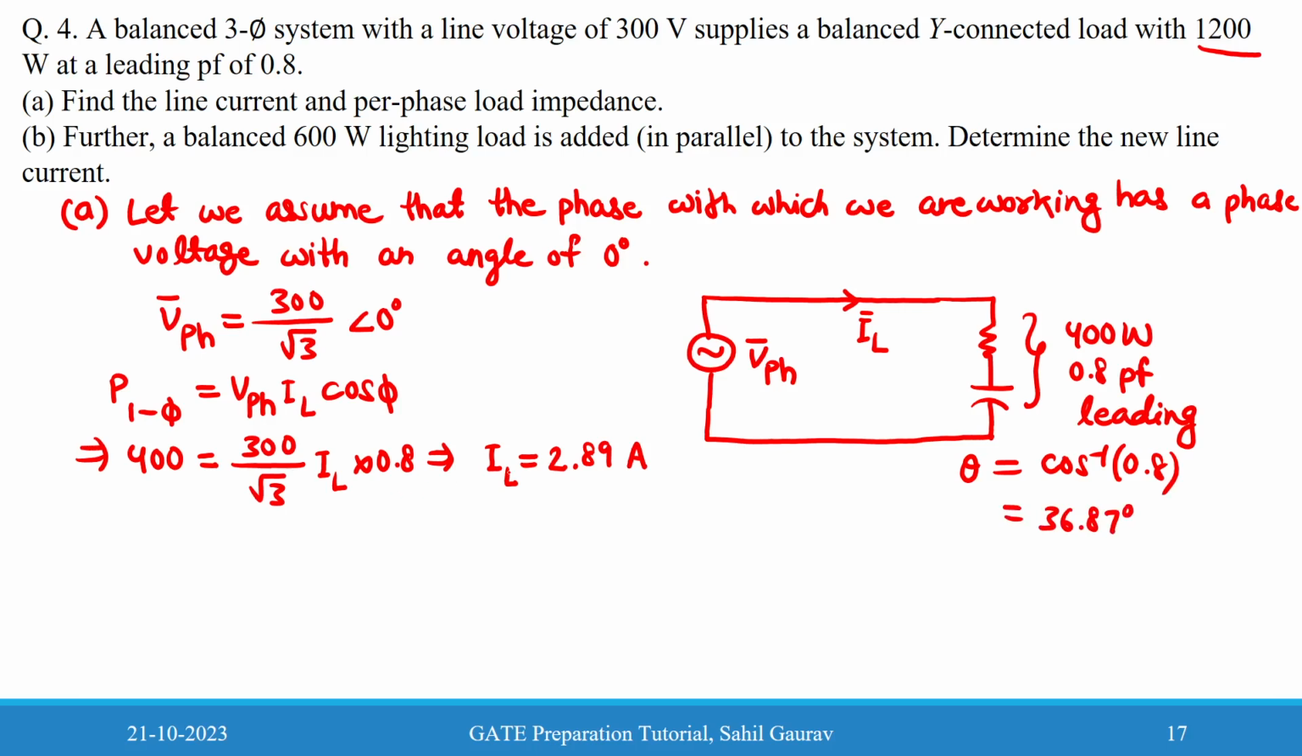That means if we have taken this phase voltage at the angle of 0 degree, then if we want to write in phasor form, the line current will lead this phase voltage by an angle of 36.87 degree. So therefore this is the answer.